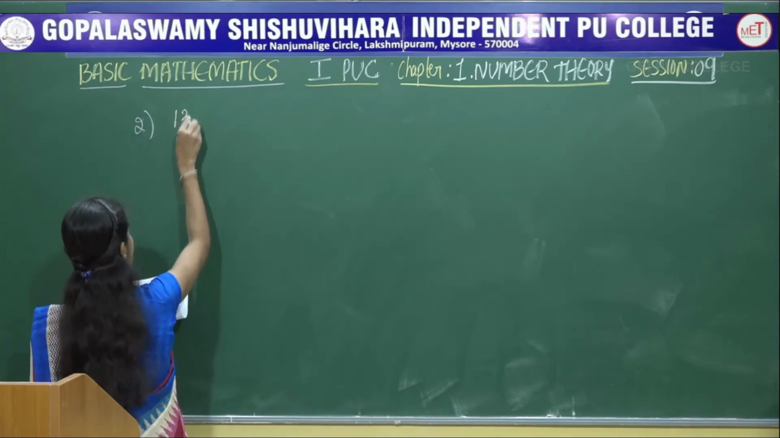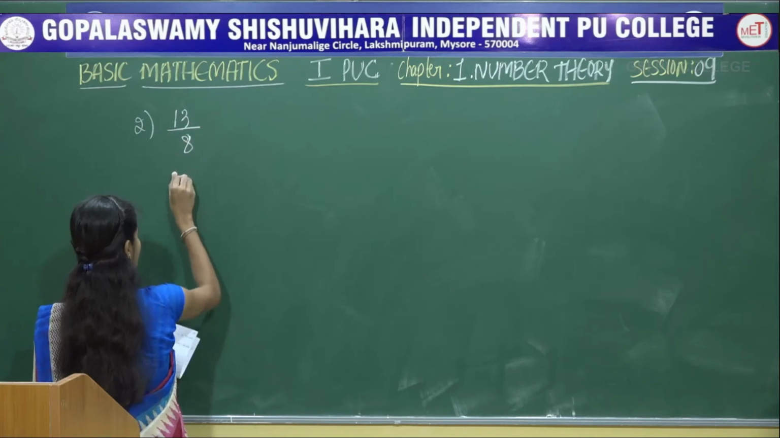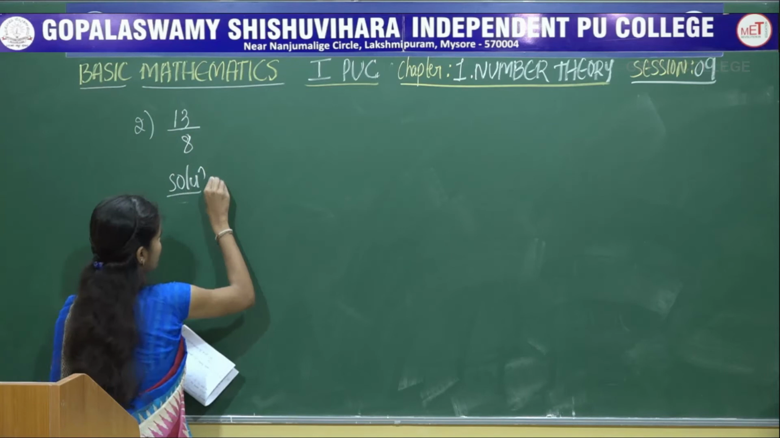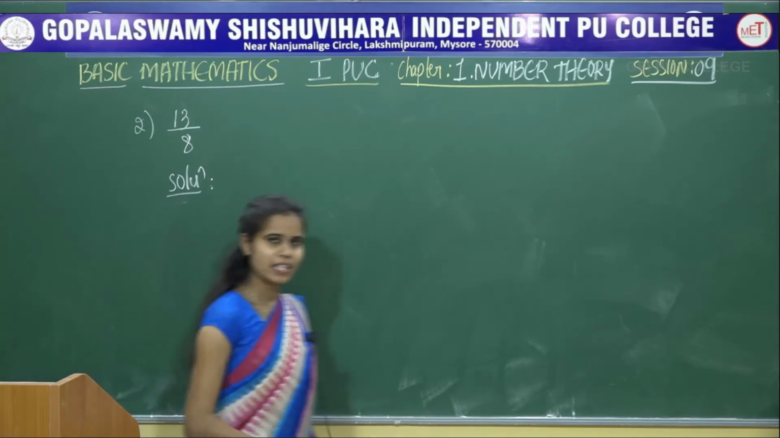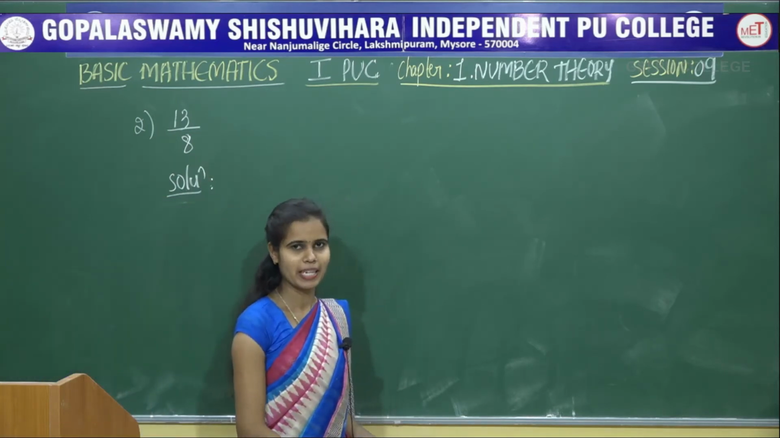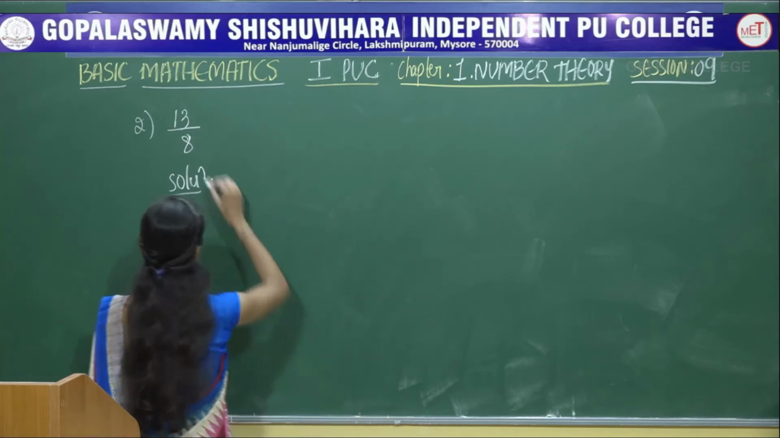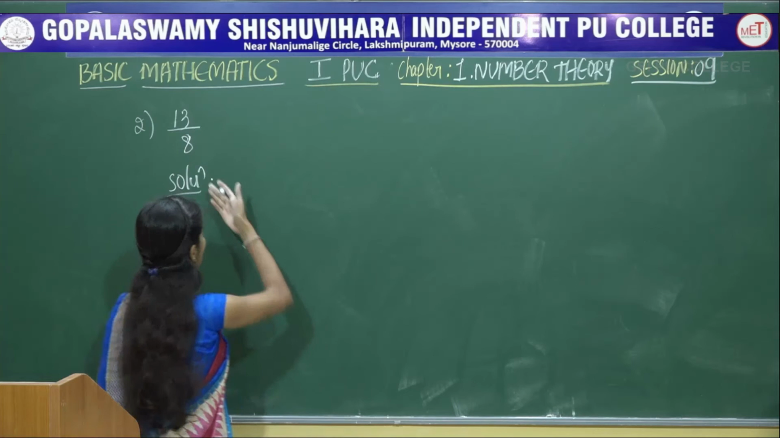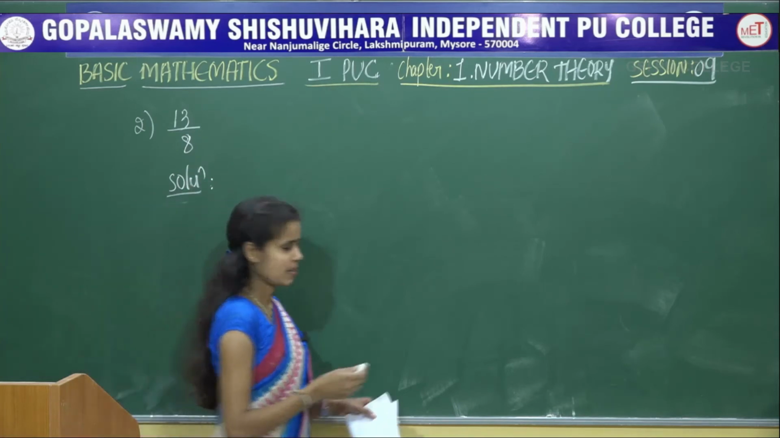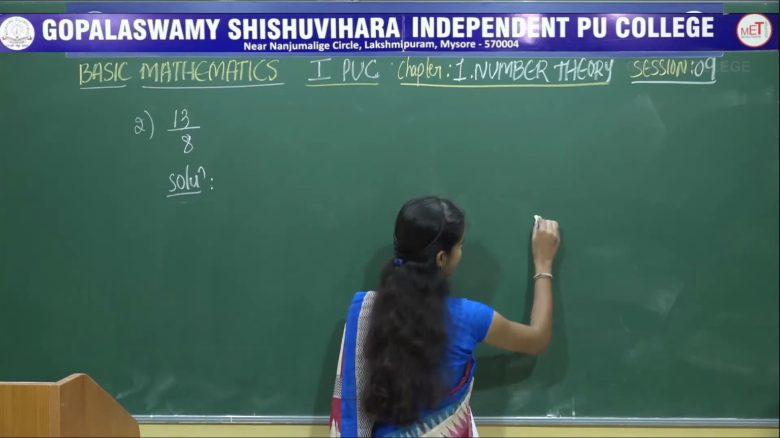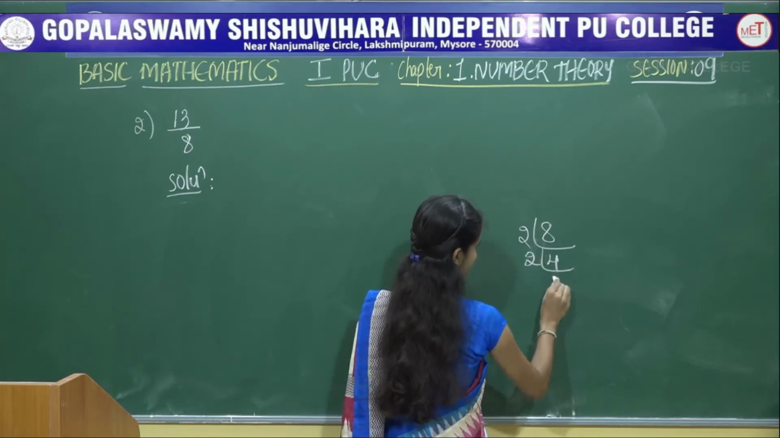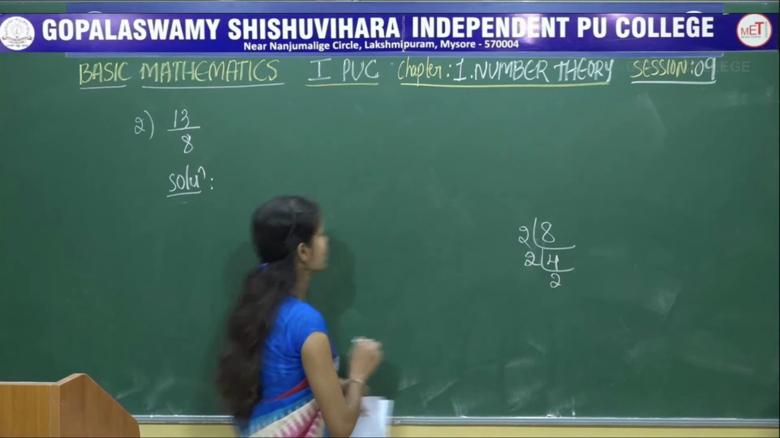Second problem, 13 by 8. Verify whether the given rational number has a terminating decimal expansion or a non-terminating decimal expansion. Here observe the denominator. The denominator is 8. What is the canonical form for 8? The canonical form for 8 is 2 cube.